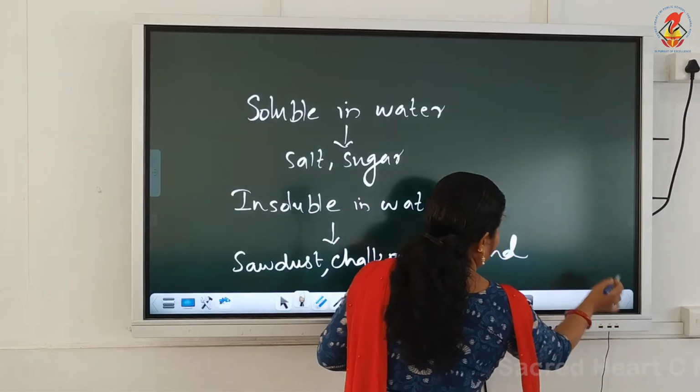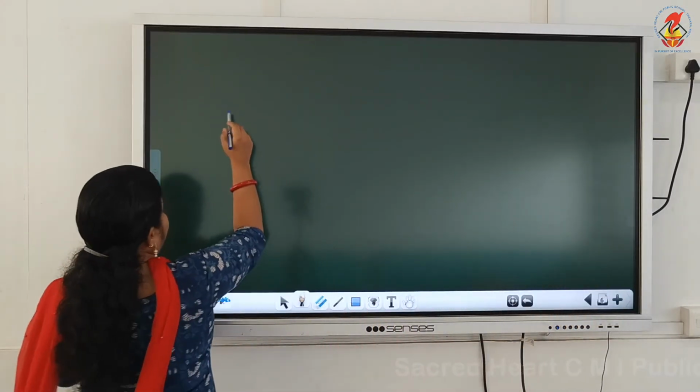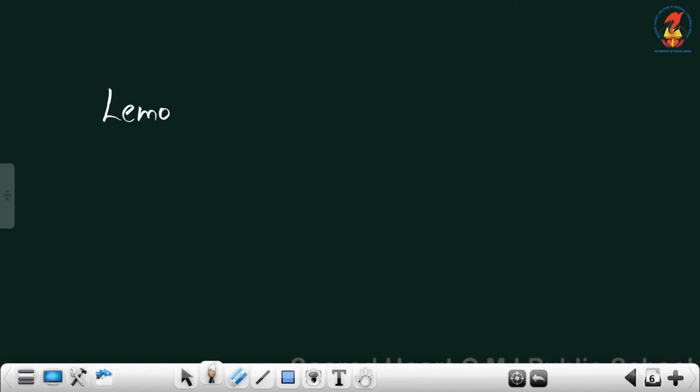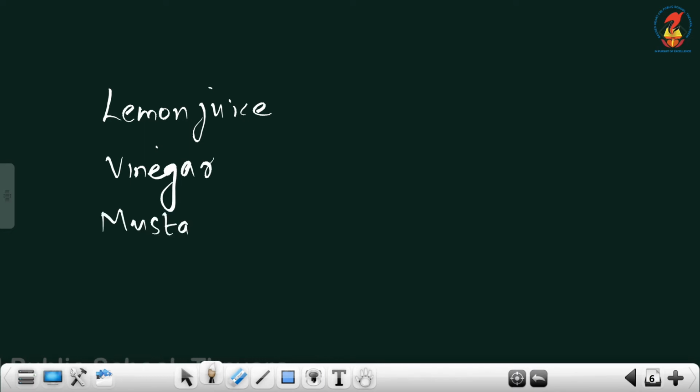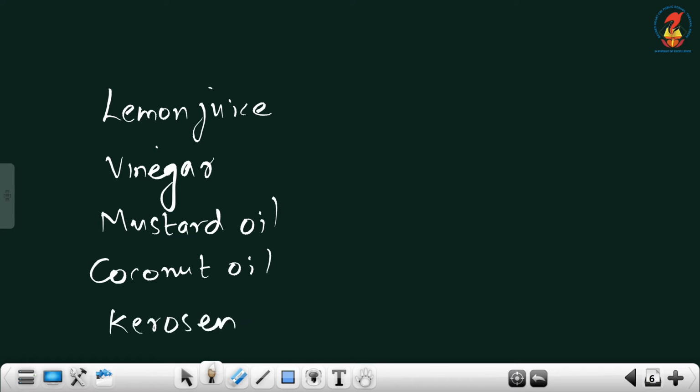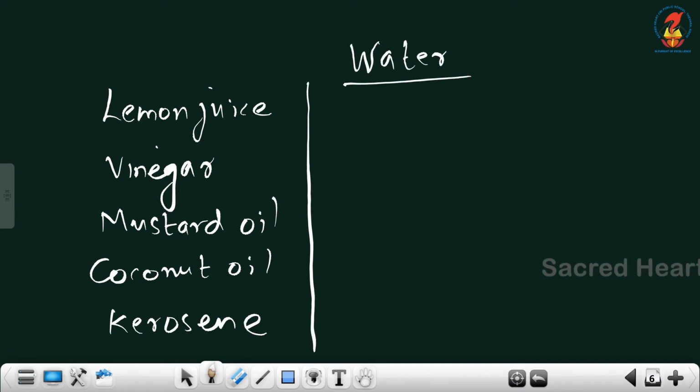Now, take a few liquids and test their solubility. Lemon juice, 1 teaspoonful of lemon juice. Then 1 teaspoonful of vinegar. You know vinegar? Okay. Then mustard oil, coconut oil. You all may be having coconut oil at home. Kerosene. Take 5 liquids and test them with water.